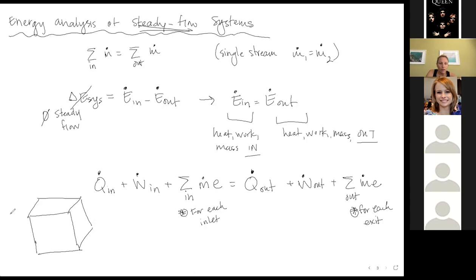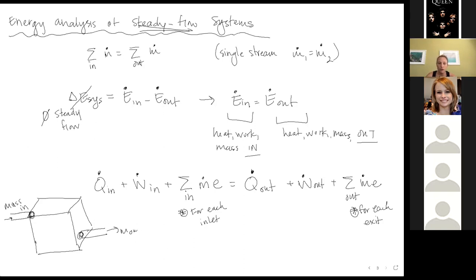We have some sort of mass flowing into the box, maybe through a little portal here. So we have mass in, and we have mass coming out, if we only have a single stream coming in and a single stream coming out. So this is going to be mass out.